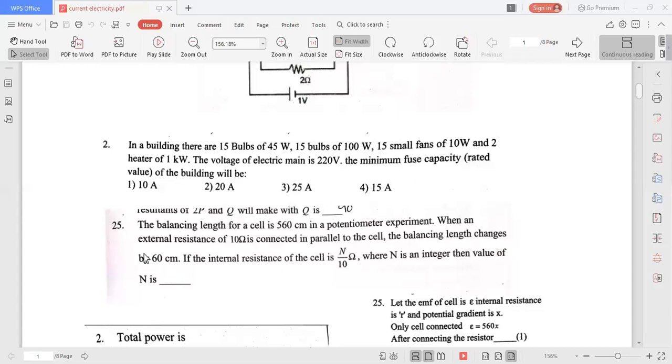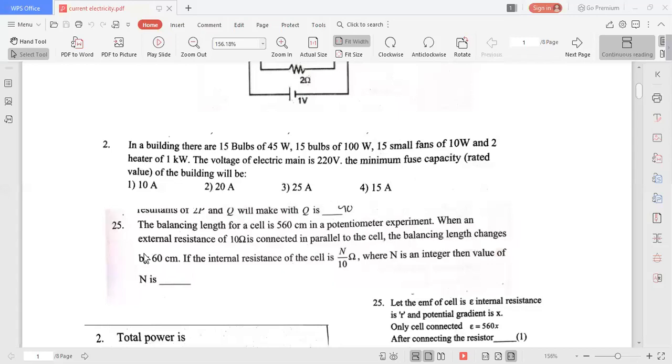When an external resistance R is equal to 10 ohm is connected across the cell, or shunted to the cell, in the secondary circuit, or connected parallel across the cell in the secondary circuit, then the balancing length changes by 60 centimeter. When you connect the external resistance parallel to the cell in the secondary circuit, does the balance length decrease or increase? Okay, I think you have seen.